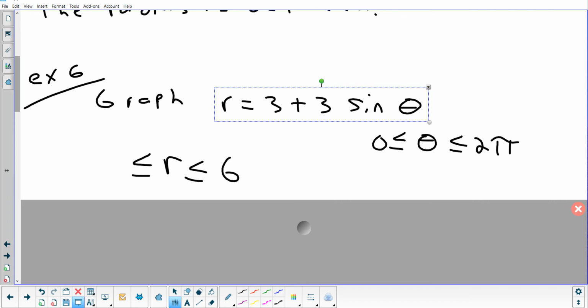Now, let's see what the smallest distance we could be is. What's the smallest that sine can ever go? -1. Then multiply by 3, you get -3, and then add 3, you get 0. So you will have a radius of 0, which means this graph is going to go through the origin. At least it gives us an idea of how far away we are going to be.